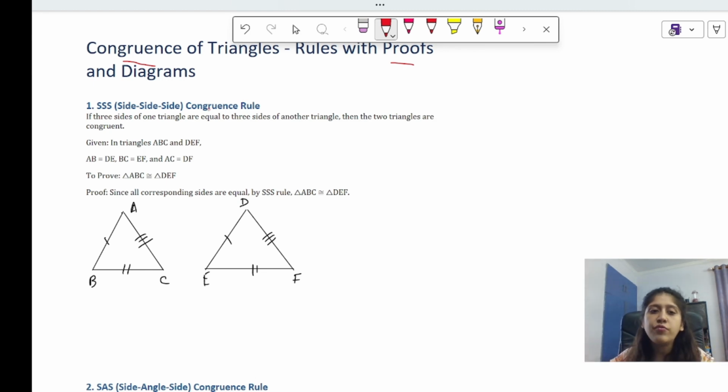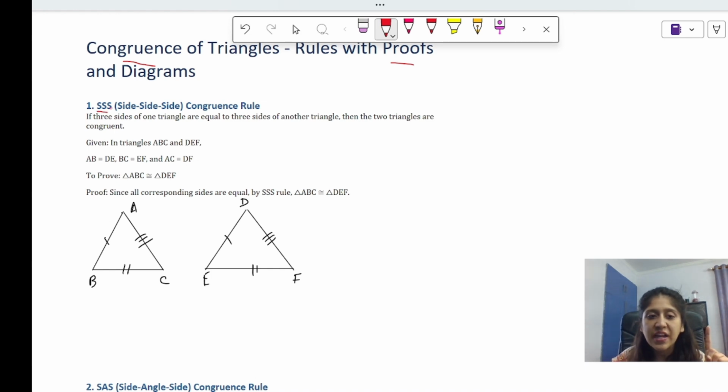So let's start with the first rule of congruence of triangles. What is congruence basically? You have got 2 triangles and you have to show in whatever way they are same, similar, kind of, okay? How are they actually similar? How are they congruent? You have to show that, alright? So, first we'll start with the first rule, that is SSS rule, okay?